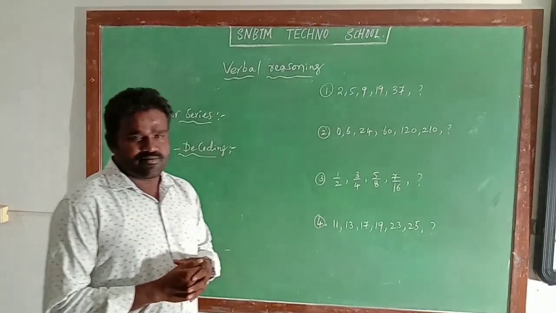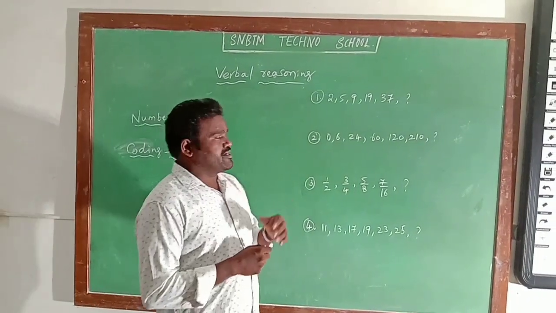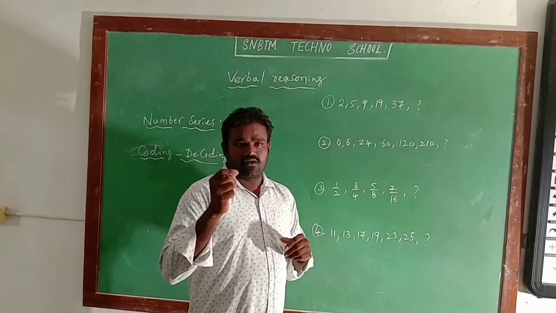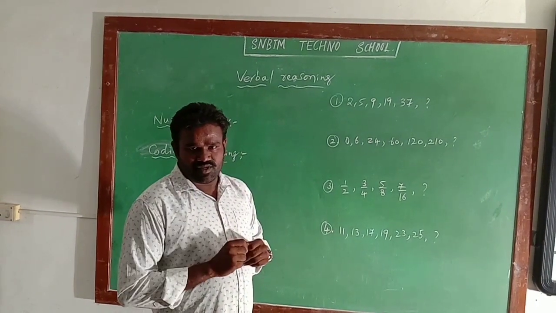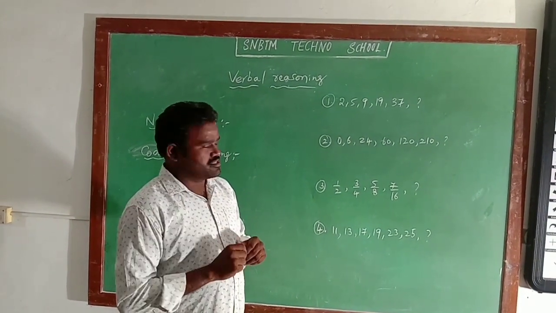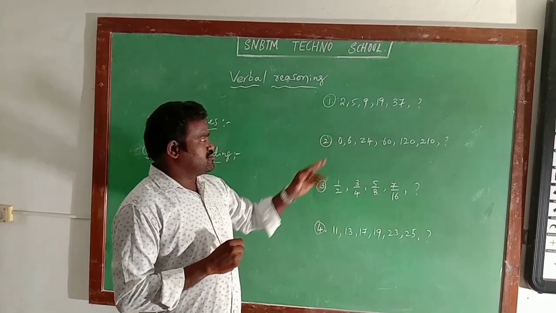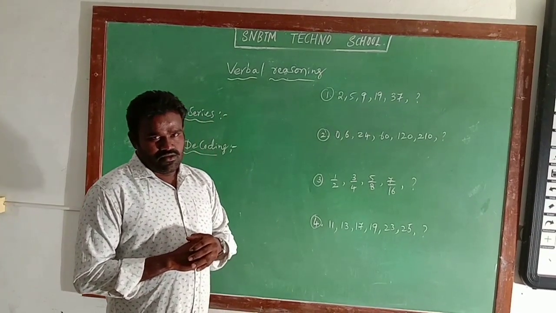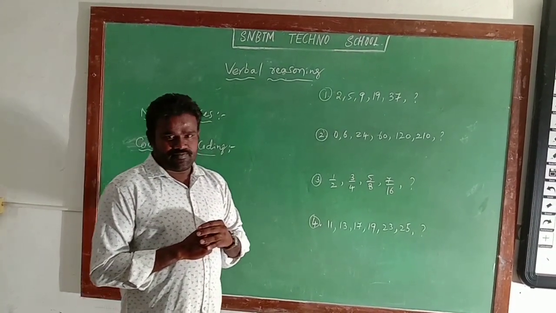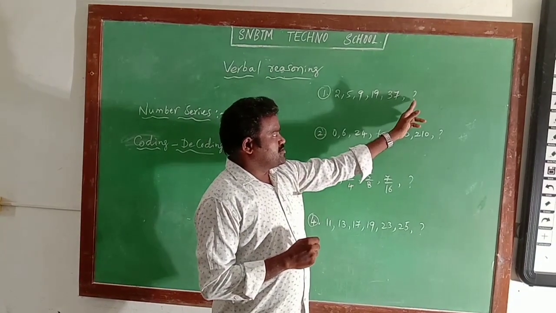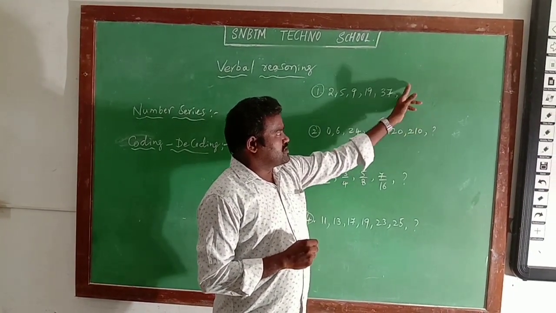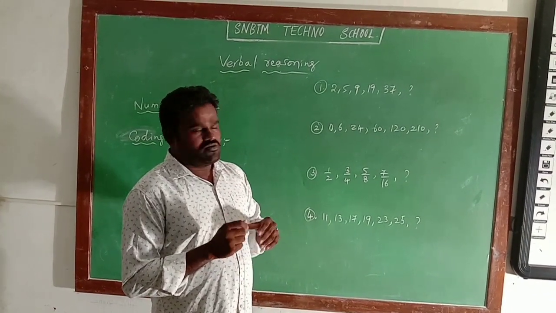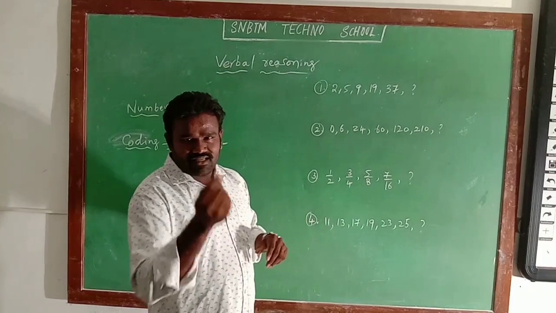In number series, I would like to explain some models. Observe that every model has one logic, and every model has different logics. For example, the first example: 2, 5, 9, 19, 37. What is the logic? The question mark is there, and you have to find this answer. What is the next number after 37? How to solve? Very simple.